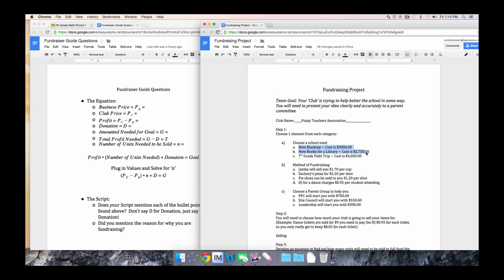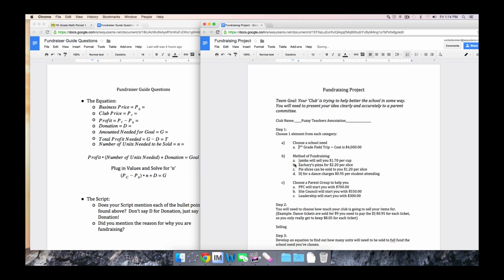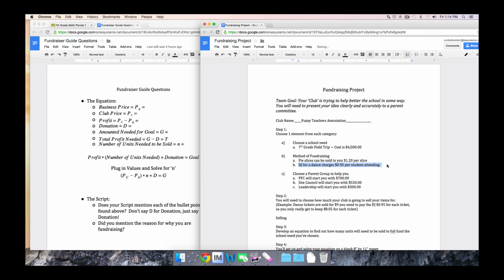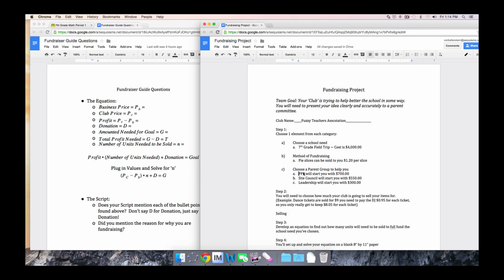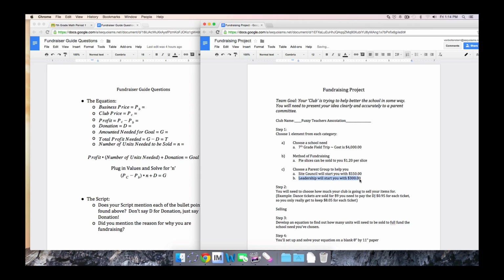And let's say I chose to do the 7th grade field trip. I'm going to sell pie because Pie Day is coming up soon. And I approached the site council for some help in fundraising for this. I have decided to sell pie for $3 a slice, which means I would have a profit of $3 minus $1.20, so $1.80.